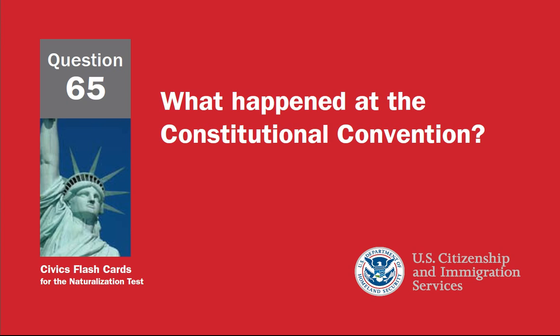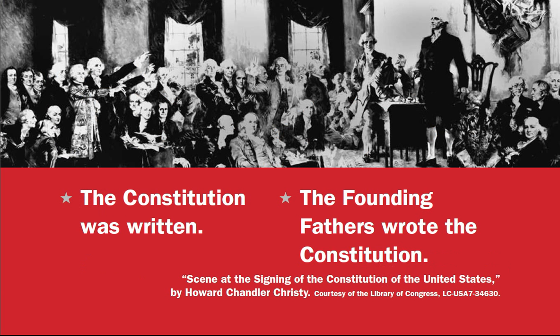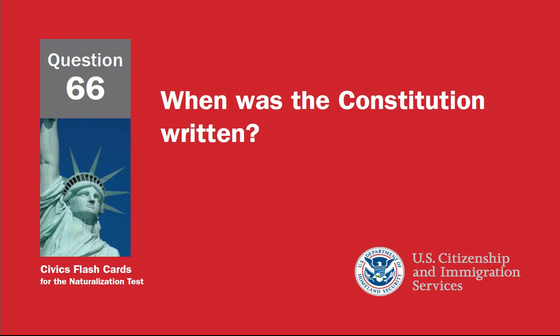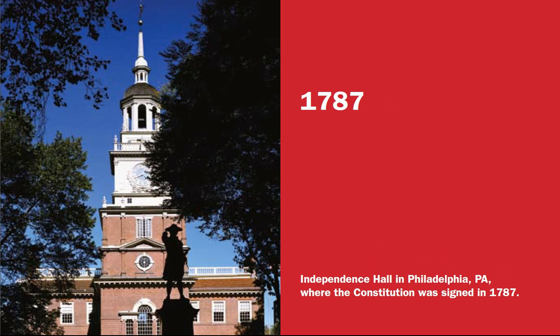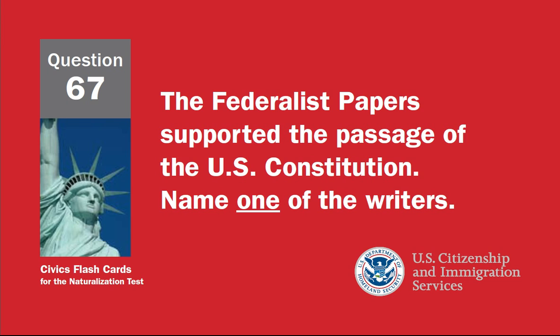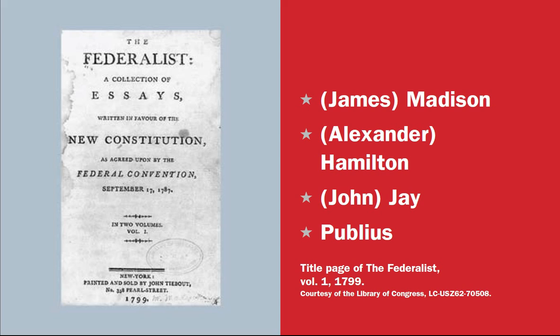What happened at the Constitutional Convention? The Constitution was written. The Founding Fathers wrote the Constitution. When was the Constitution written? 1787. The Federalist Papers supported the passage of the U.S. Constitution. Name one of the writers. James Madison. Alexander Hamilton. John Jay. Publius.